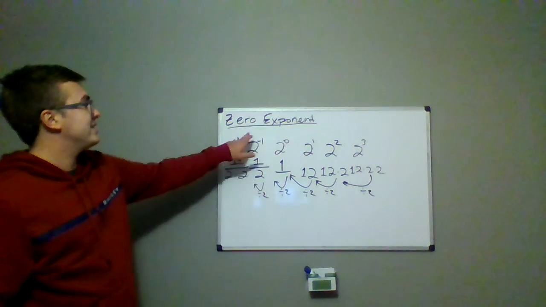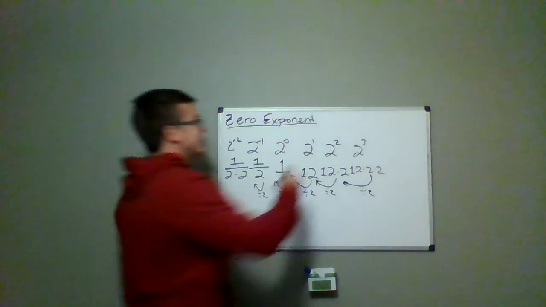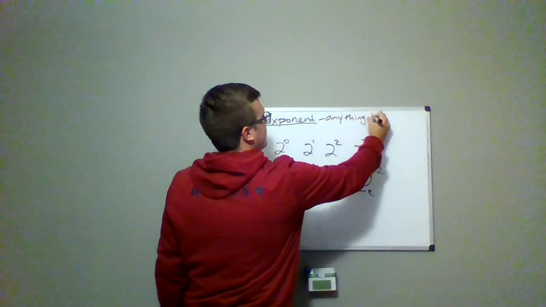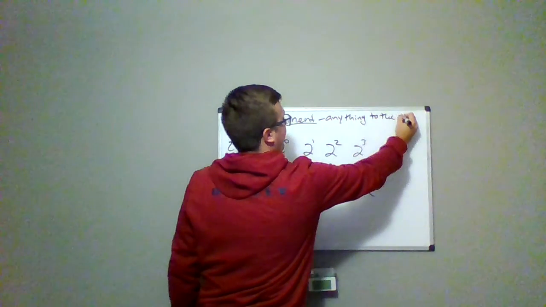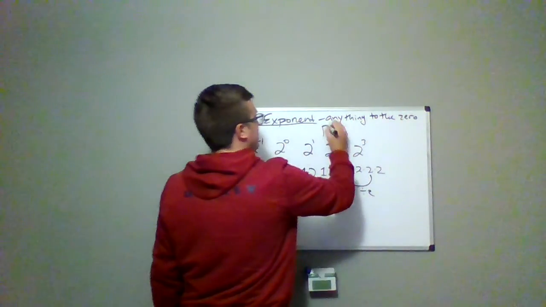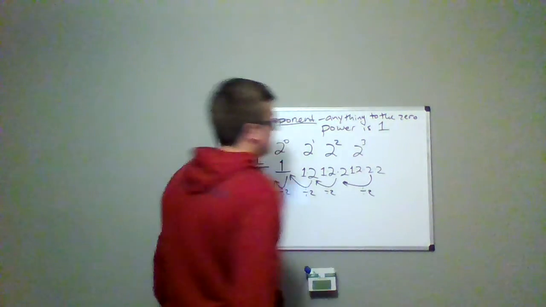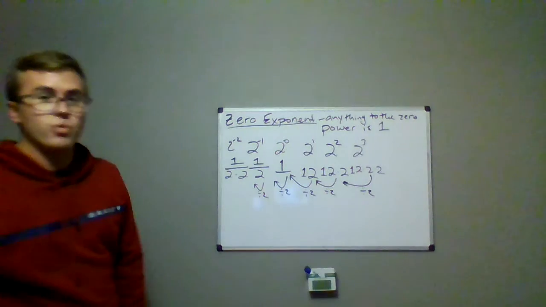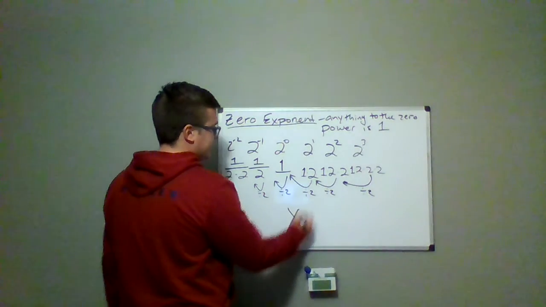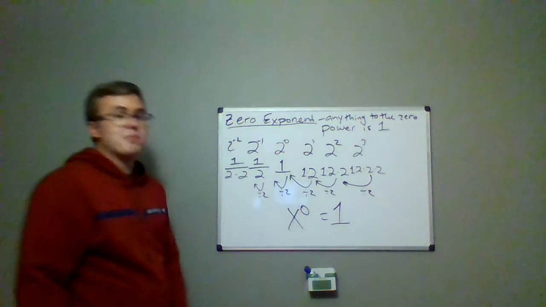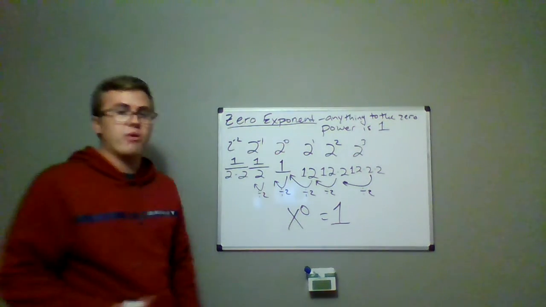So the zero exponent rule says anything to the 0 power is 1. The symbolic way of putting that is x to the 0 power equals 1. And that means anything to the 0 power is 1.